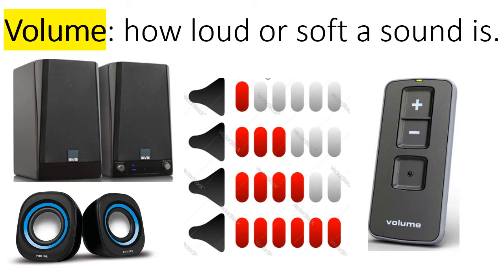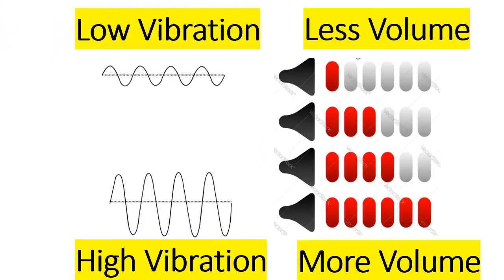So we learned volume is how loud or soft a sound is. So these red bars here are showing you less volume all the way to more volume. So low vibration, when something has less volume, the vibration's lower. When it has more volume, vibration is faster. So if you want more volume, you have to make something vibrate faster.